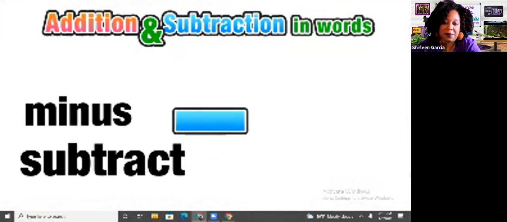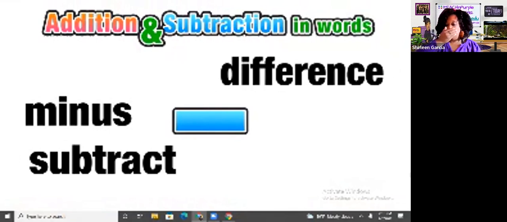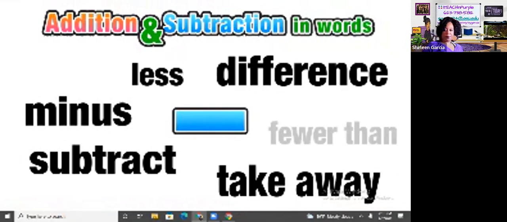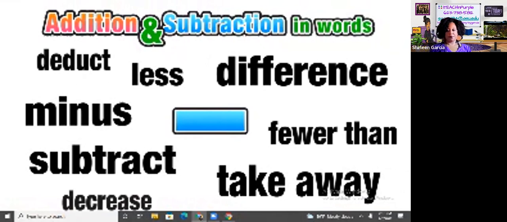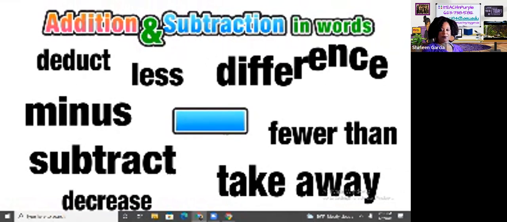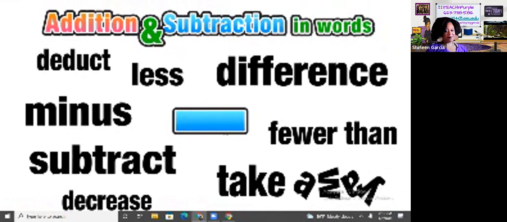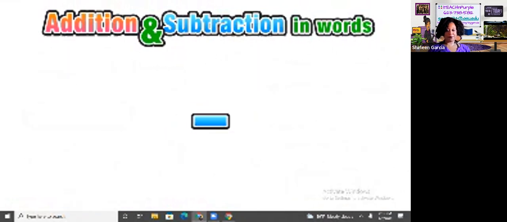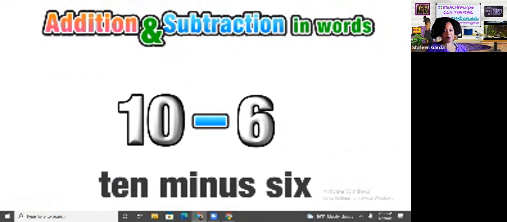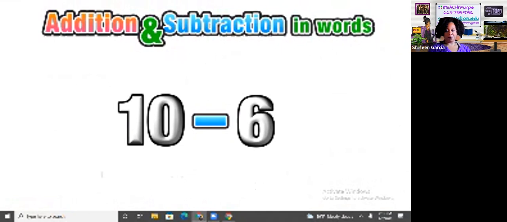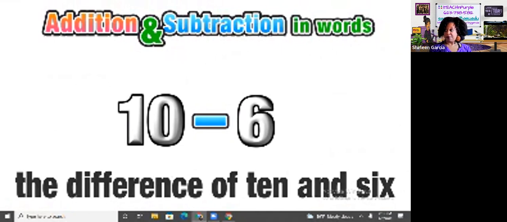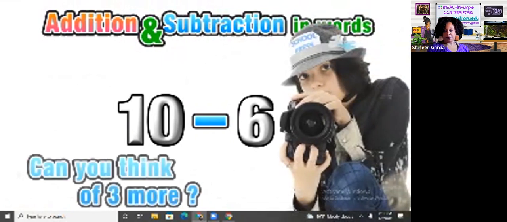Now we can say minus and subtract. We also say difference, less or take away, fewer than, deduct, and decrease. All of these words and phrases are associated with subtraction. So if we want to put in words something like 10 minus 6, we can just write 10 minus 6. Or we can say the difference of 10 and 6. So again, just like before, go ahead and use that list of words and phrases that represent subtraction and see if you can write down 3 more.